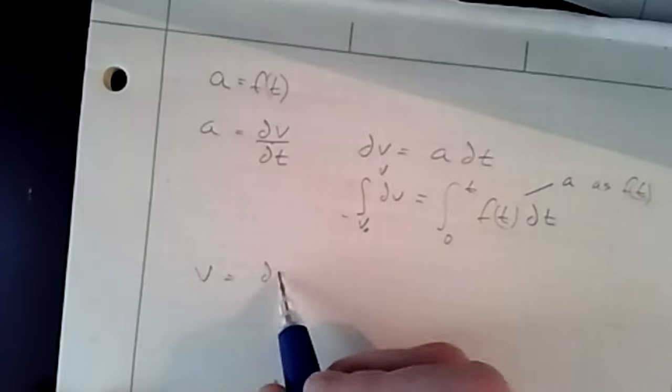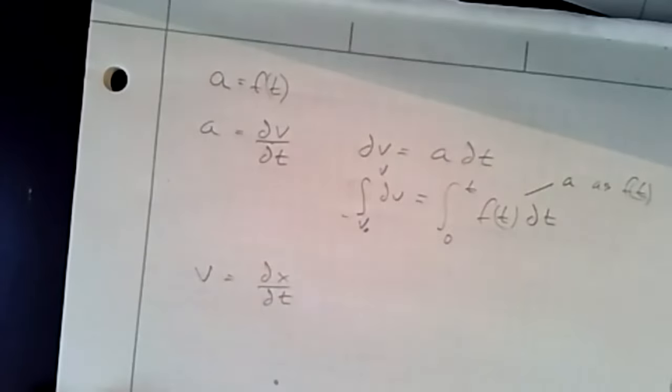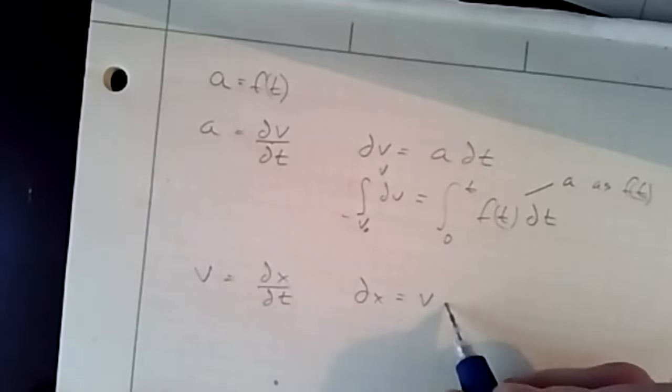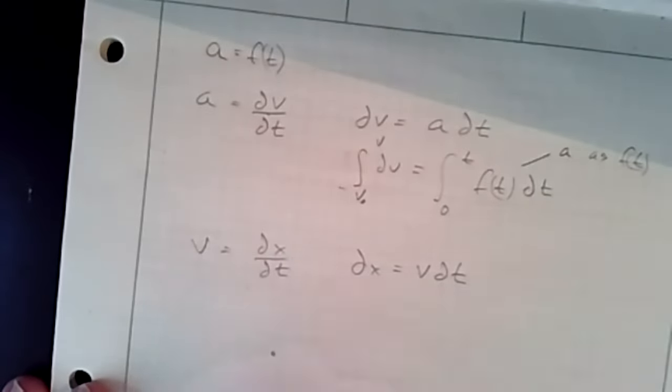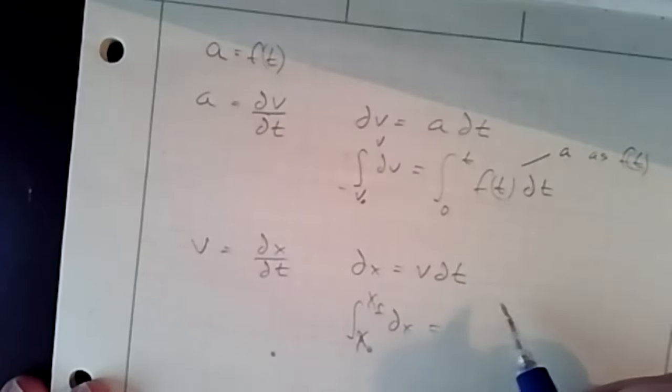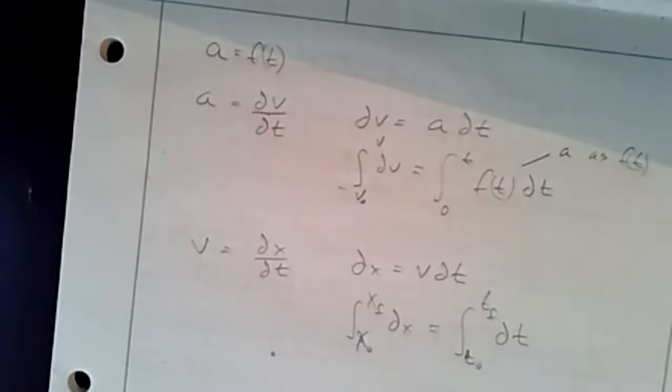We also have velocity. We know that velocity is equal to dx/dt, and so we can also write that as dx equals v dt. Then if you're given a function, you can integrate from x naught to x final of dx, and that's going to equal the integral from t naught to t final of v dt. Again, it depends on what function you put in there.